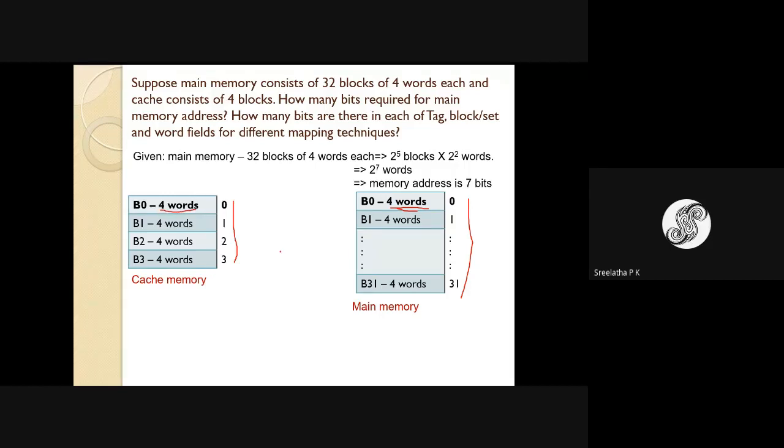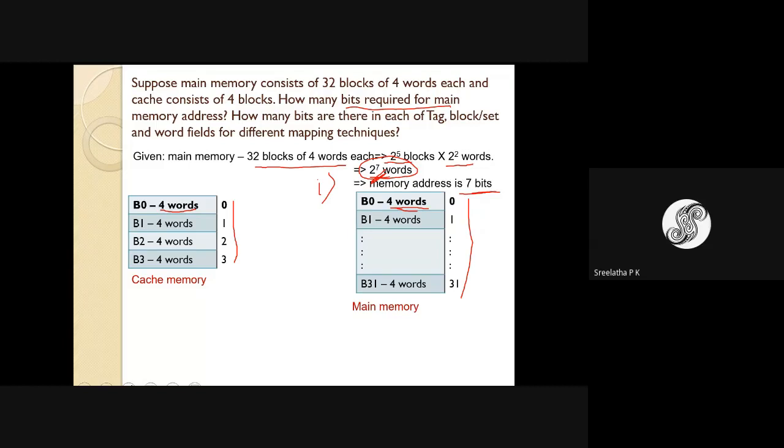Fine. Now the first question is, how many bits are required for the main memory address? It is told that it is 32 blocks of 4 words each. 32 is nothing but 2 power 5 blocks, and 2 power 2 words in each block. That is, totally there are 2 power 7 words. That means the main memory address must be of 7 bits, because it is 2 power 7. So that is the answer for the first question.